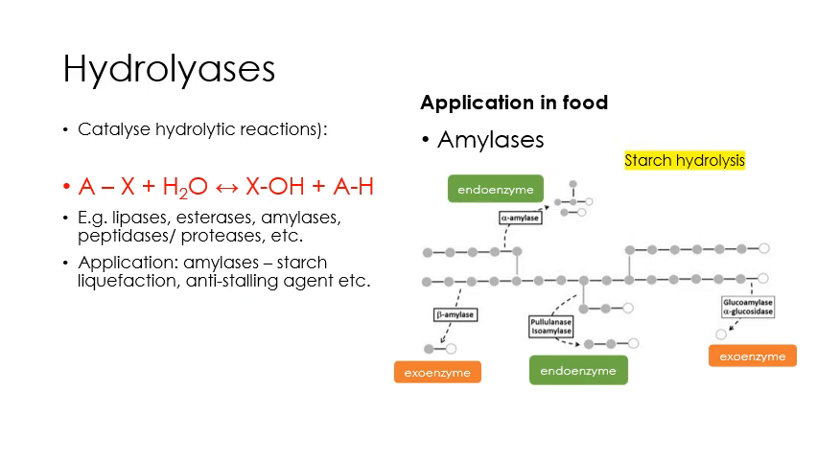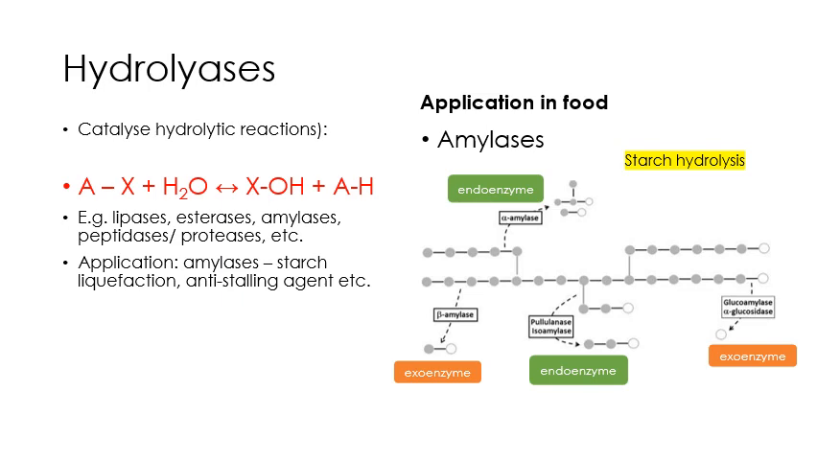Here, just to give you an example, starch can be hydrolyzed by the action of amylases. There are different types of amylases: beta amylase, alpha amylase, pullulanase, and glucoamylase. Each of these amylase enzymes has a specific target site where it hydrolyzes.